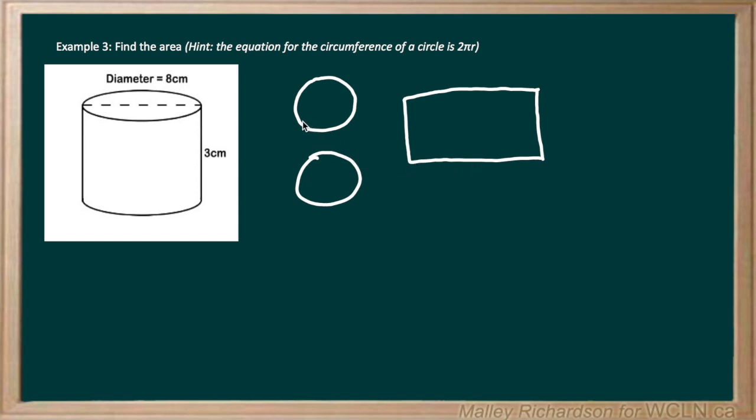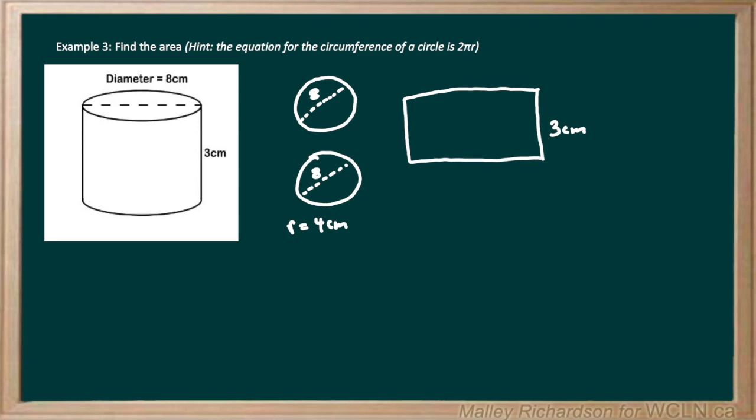So now let's start by giving these faces some dimensions. We know that the circumference of these circles is 8 centimeters, and it's going to be the same for the bottom as well. And then we know that the radius is half of the diameter. So our radius is going to be half of 8 centimeters, which is 4 centimeters. Now moving on to our side piece of this object, we know the height is 3 centimeters.